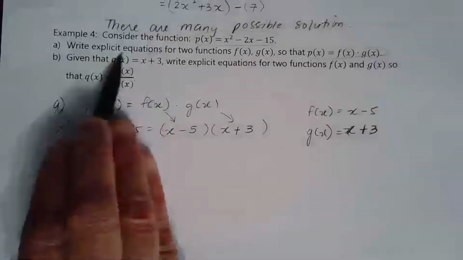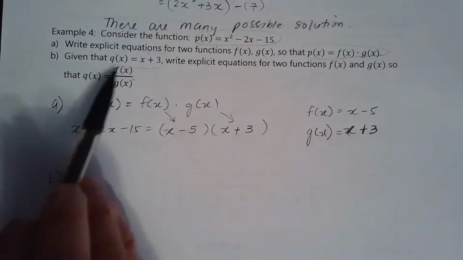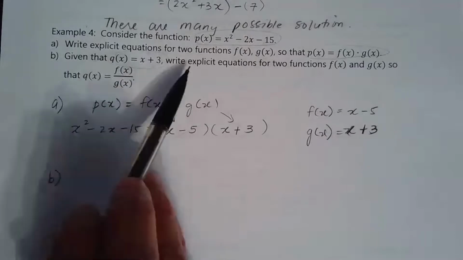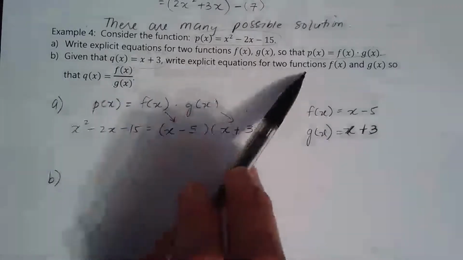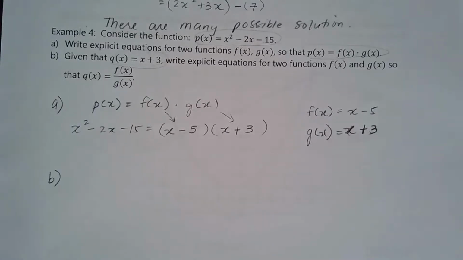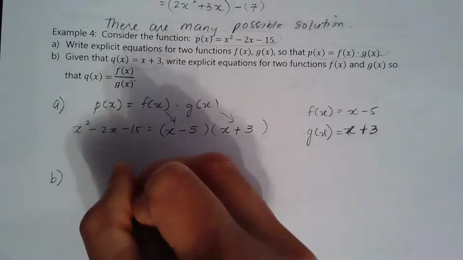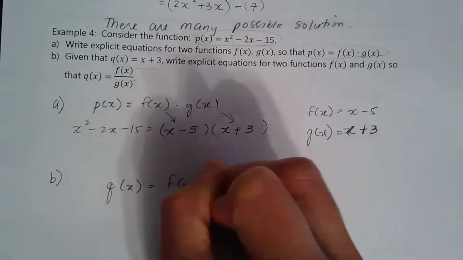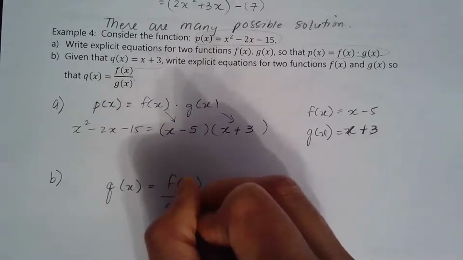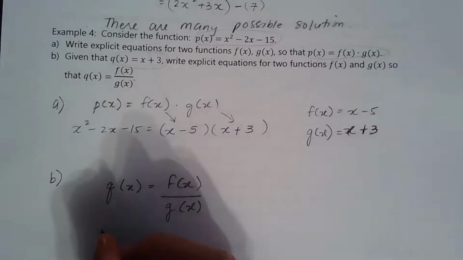Q of x is equal to x plus 3. Okay, given that q of x is x plus 3, write explicit equations for two functions, f of x and g of x, so that q of x is equal to f of x divided by g of x. So q of x equals f of x divided by g of x. So q of x, we know that it's going to be x plus 3.